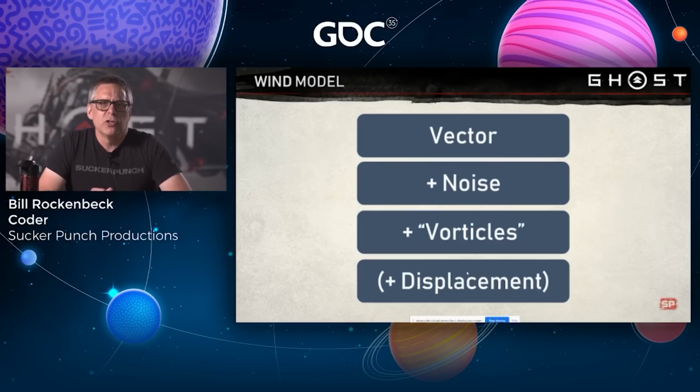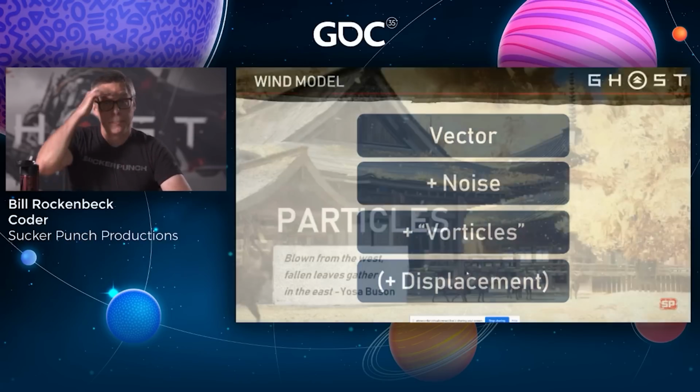Particles, grass, and foliage also have access to some inputs that let us model local disturbances caused by footfalls or the passage of characters. These aren't wind per se, but they do move things around in a similar way, so I'll talk about them as well.